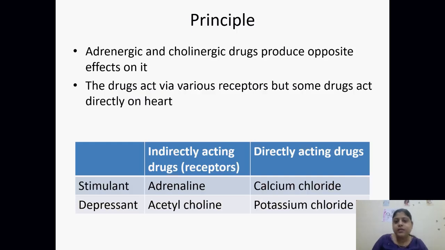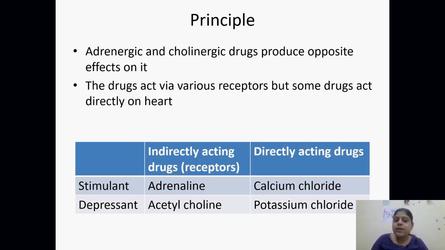So now next are adrenergic and cholinergic drugs. They produce opposite effects on the heart, and the drugs act via various receptors, but some drugs act directly on the heart. As you know, adrenergic drugs are stimulant drugs, and cholinergic drugs are depressant drugs, and they act via various receptors on the heart. Indirectly acting is the drug which acts through the stimulation of receptors in the heart, and directly acting is which acts through the CNS.